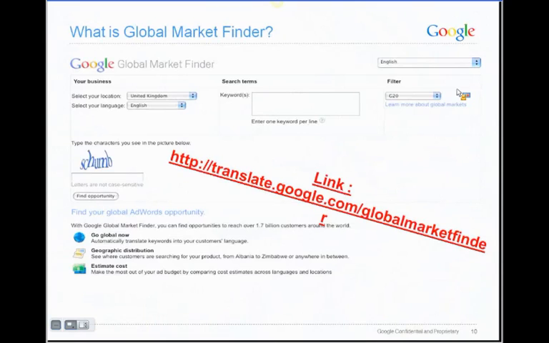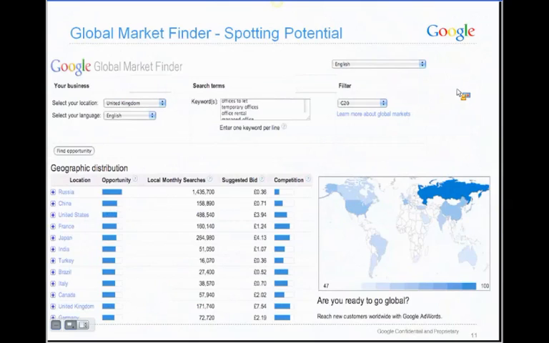Please see the link now in front of you to access the Global Market Finder. We have combined translation and search data to design a tool which calculates CPC estimates for different locations in the world. By entering search terms for your business and selecting specific regions and languages, you can consult CPC costs for your target audience and compare them to CPC averages in the UK.